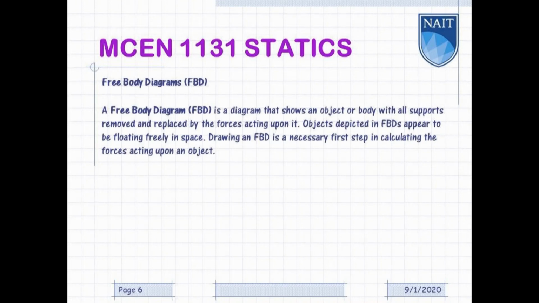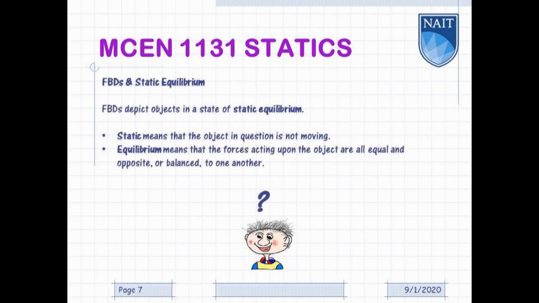A free body diagram is a diagram that shows an object or body with all supports removed and replaced by the forces acting upon it. Objects depicted in a free body diagram appear to be floating freely in space. Drawing a free body diagram is a necessary first step in calculating the forces acting upon an object. Free body diagrams depict objects in a state of static equilibrium. Static means that the object in question is not moving, and equilibrium means that the forces acting upon the object are all equal and opposite, or balanced to one another.